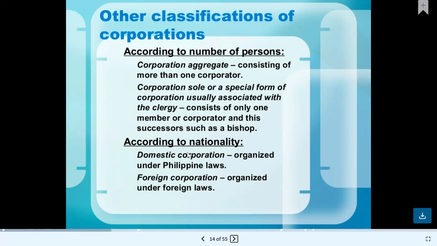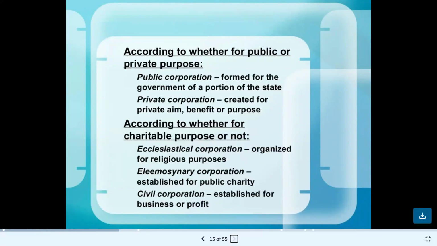According to nationality, we have domestic corporation, organized under Philippine law, and foreign corporation, organized under foreign law. Again, still, according to whether for public or private purpose, a corporation, I mentioned this a while ago. So public corporation is formed for the government of a portion of the state, and private corporation is created for private aim, benefit, or purpose.